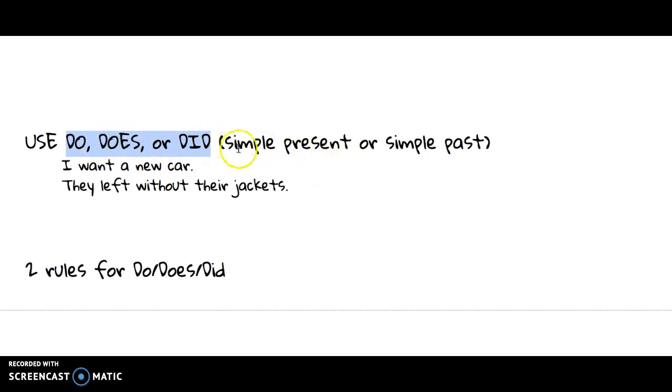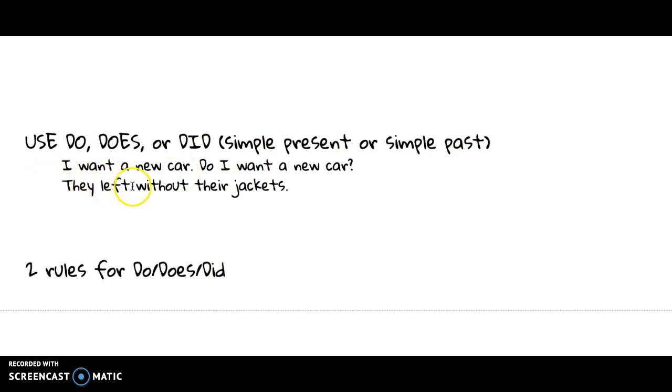We use do, does, and did with simple present or simple past verbs, because those are the only verbs where you don't have be, you don't have have, and you don't have a modal. For example, I want a new car. Here I have simple present, so I'm going to say, do I want a new car? I'm asking myself.